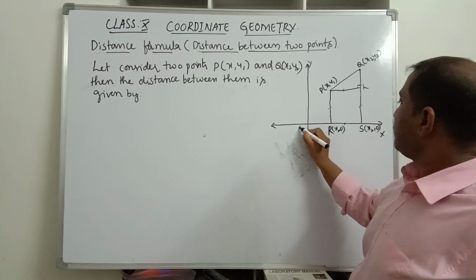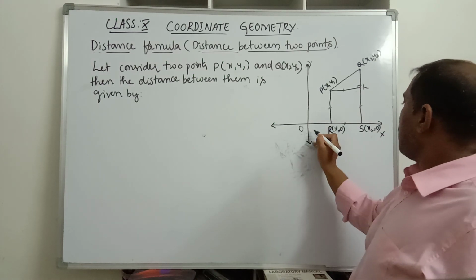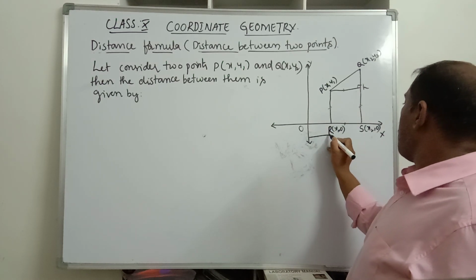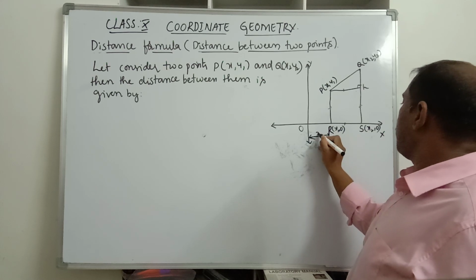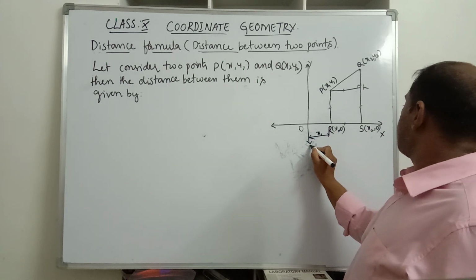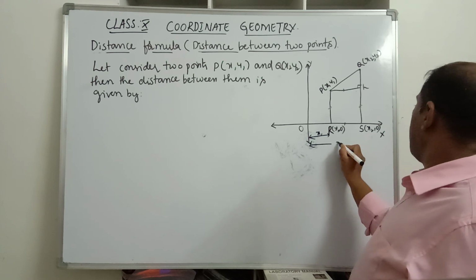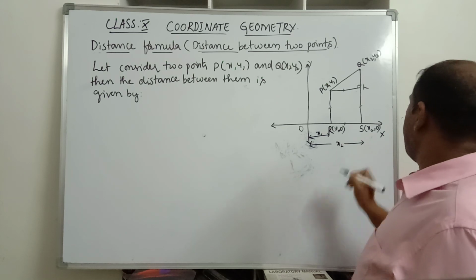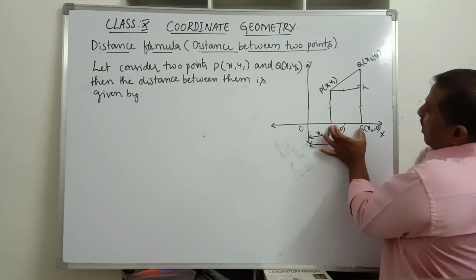Now let O be the origin. What is this distance? OR will give us x1 units. And what is this distance? OS will give us x2 units. We require RS.